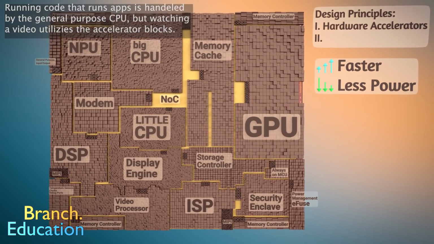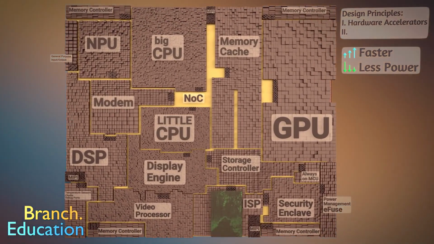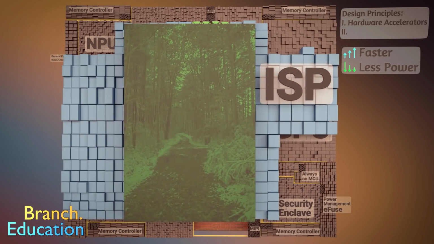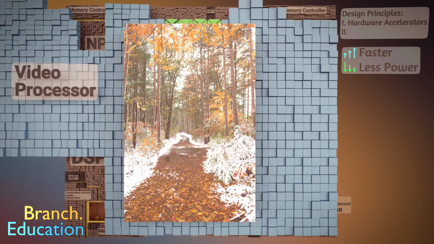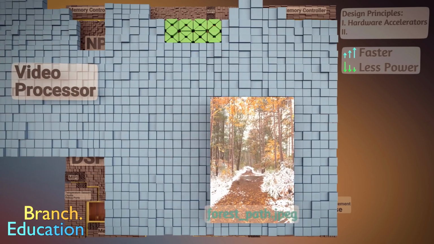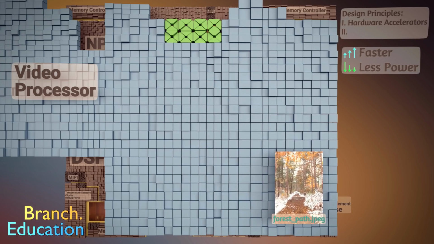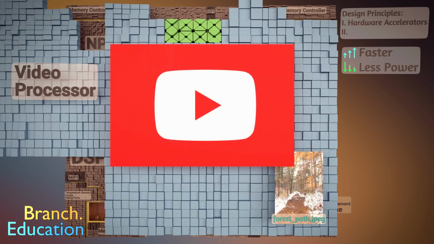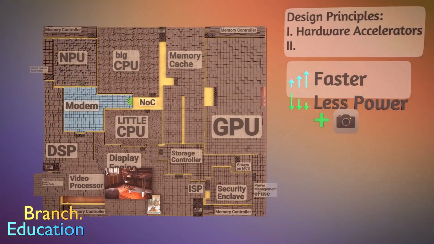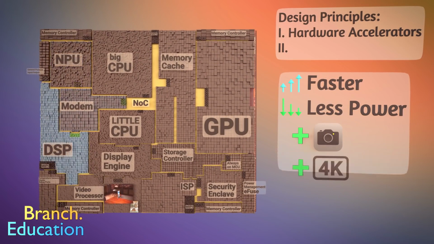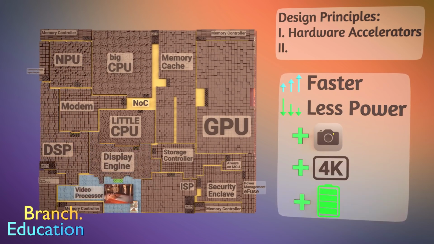For example, as we saw with the processes involved in taking a picture, there is an entire block of the SoC that's dedicated to processing the image, and then a separate block whose job is to encode, decode, or compress or decompress the image. And if you're watching this video on your smartphone, it's actively decompressing this video as you watch it. These sections are useful for taking pictures, but critical for recording 4K video and saving battery life. Hardware accelerators are utilized for pretty much all computationally intensive tasks performed by your smartphone.